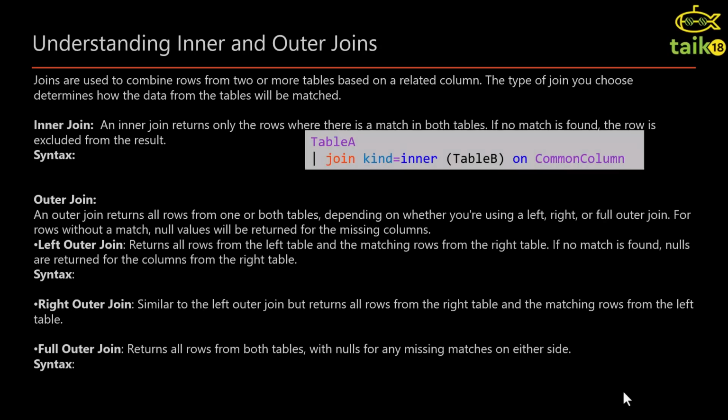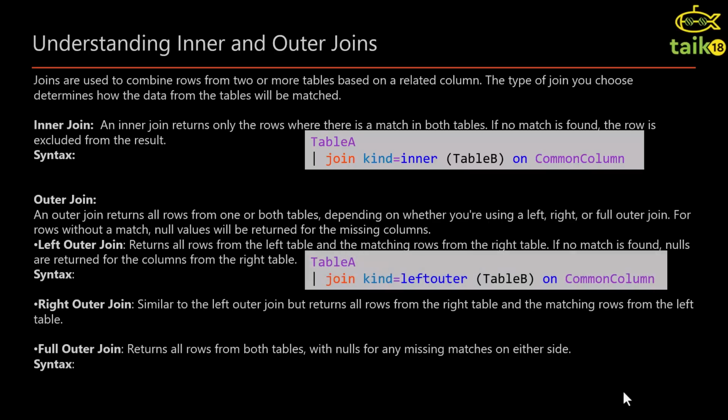So as an example, the syntax is table A join kind equal to inner join. What is the kind of the join? Table B on which column? So it's simple. For the left outer join, the result will only return the rows from the left-hand table, which is table A. That's what the left outer join does here.